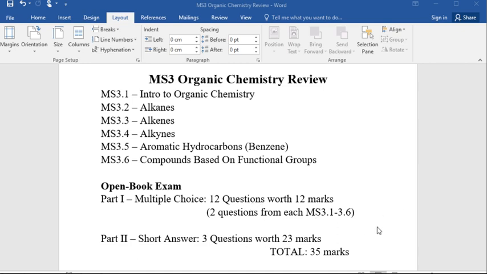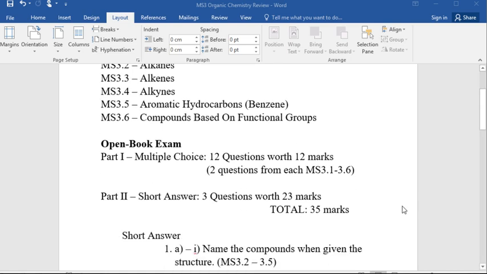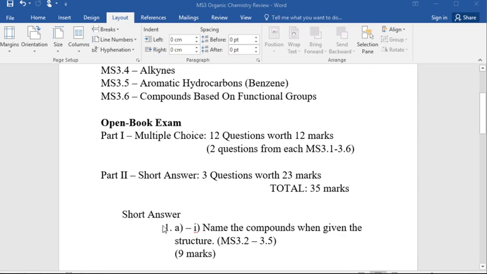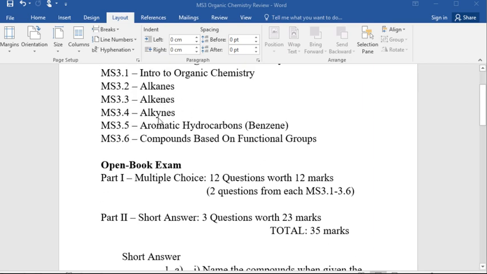Short answer questions, they're actually way more than 3 questions because they're made up of multiples. So for example, question 1 is A to I. It's actually worth 9 marks. So what I'll do there is I'll give you structures of various compounds, and you just simply have to name them, using the naming rules. So it's crucial that you go back and go through each of these sections to see how you name these and how you draw these.